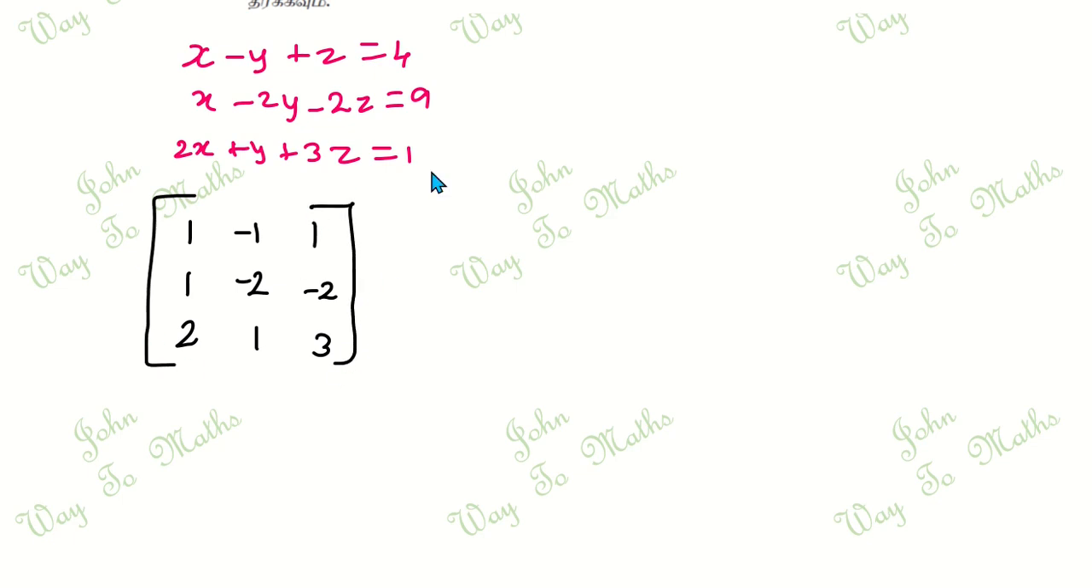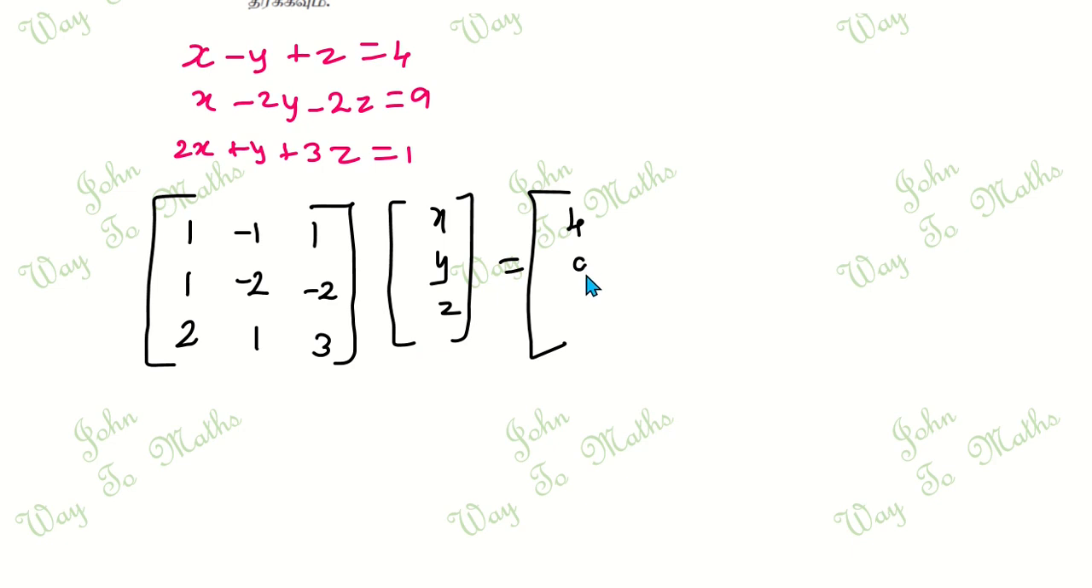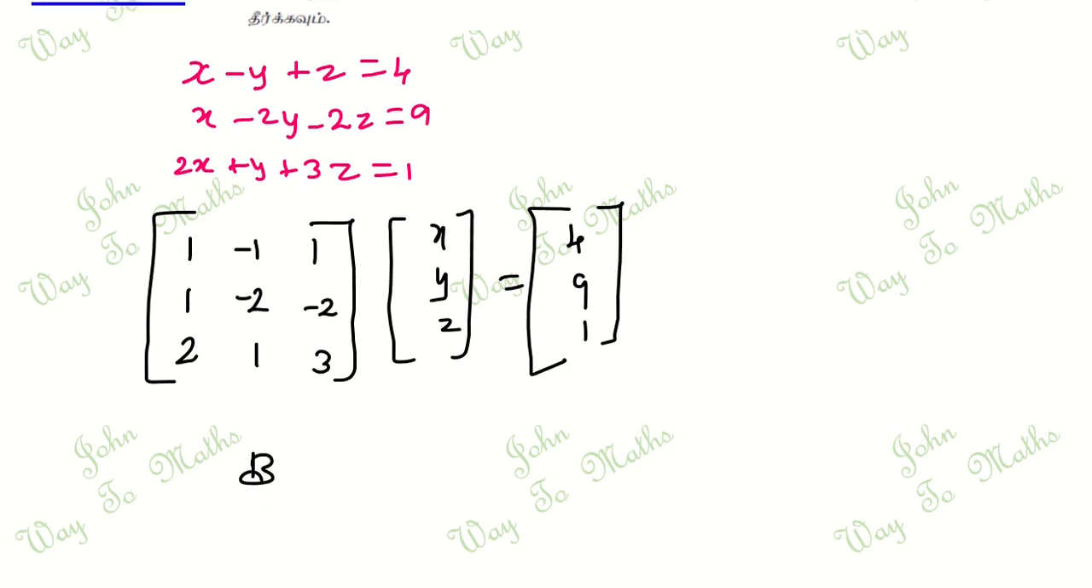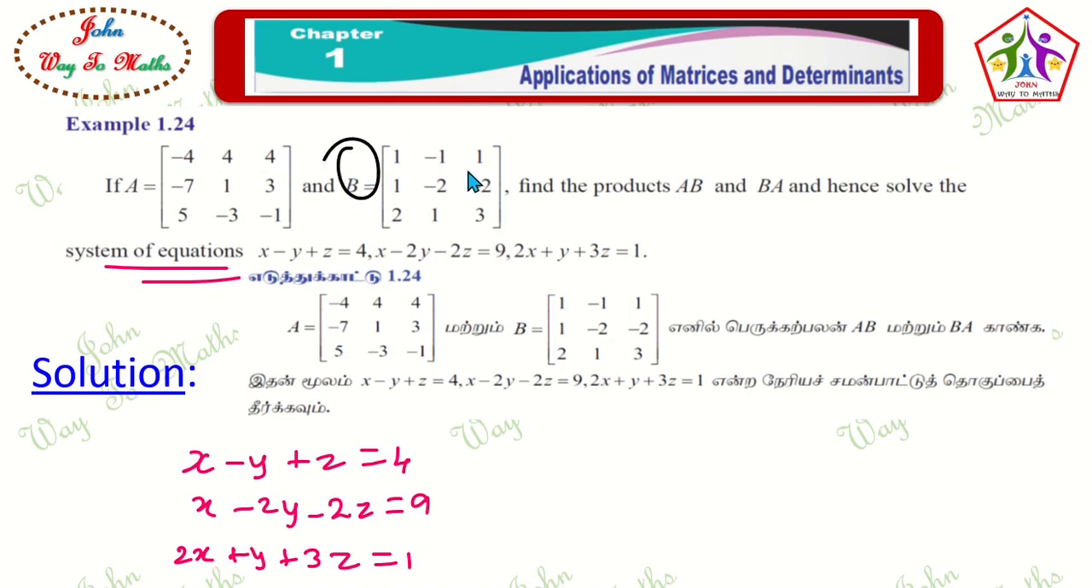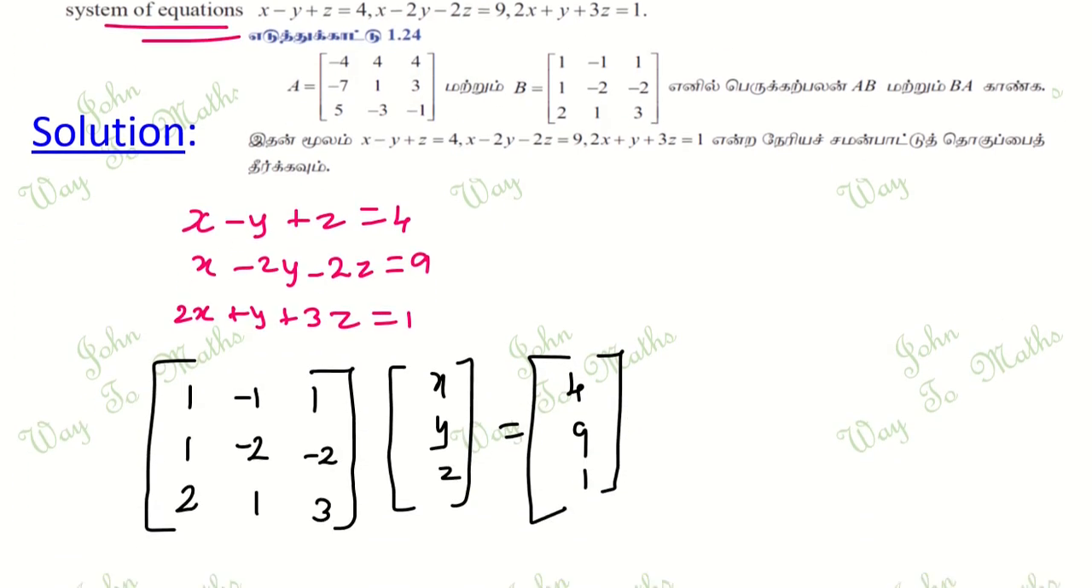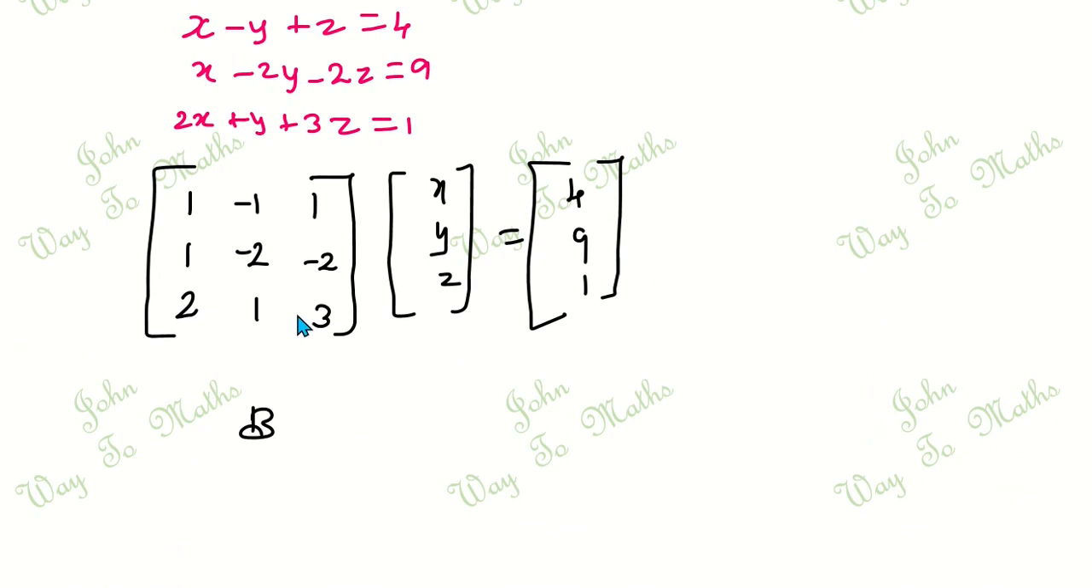Then the x y z matrix, which is equal to the constant matrix 4, 9, 1. So I'm going to give names to the matrices. I'm going to call this B, because already in the question the given matrix is the B matrix. So 1 minus 1 1, 1 minus 2 minus 2, 2 1 3 is considered as matrix B. Here I'm going to give the matrix name X. Here I'm going to give the new name C.